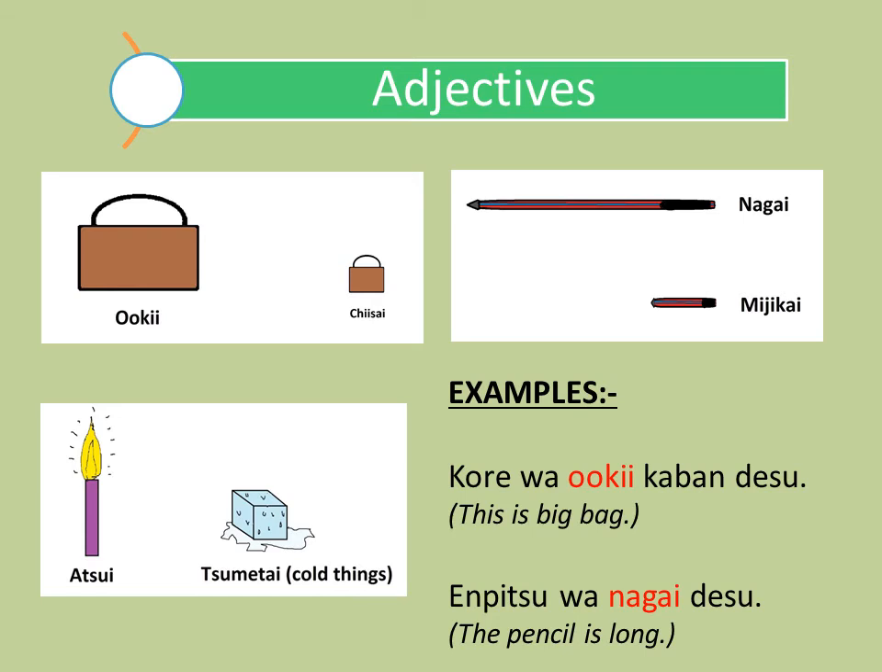In sentences, we will be using them as follows. Kore wa ookii kaban desu, which means this is a big bag. Ookii here is the adjective, big. Next we have Enpitsu wa nagai desu. Nagai means long, and enpitsu, as we have already learnt, is pencil. So the pencil is long.